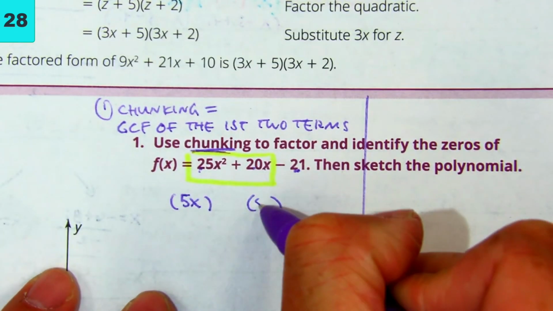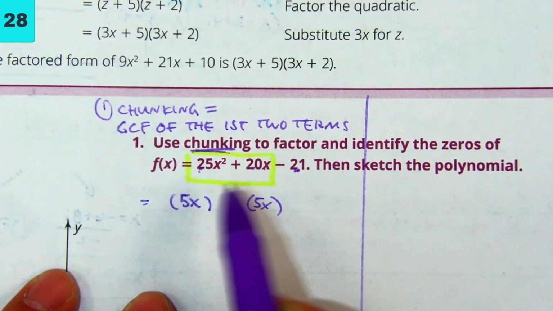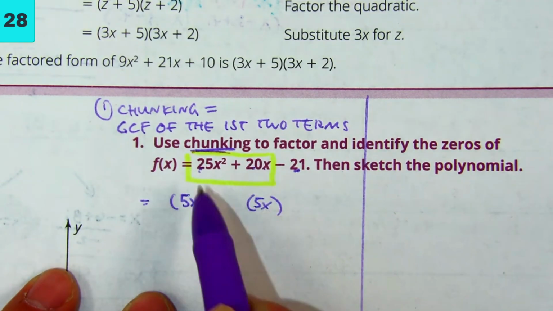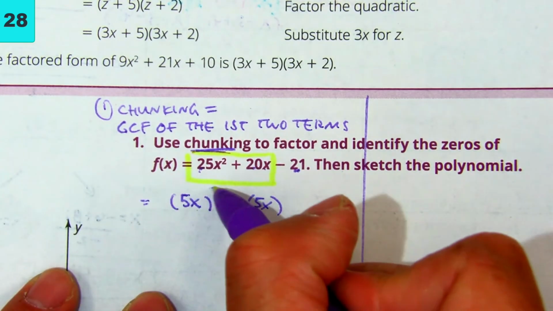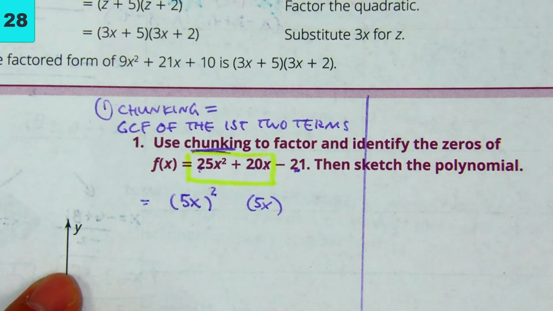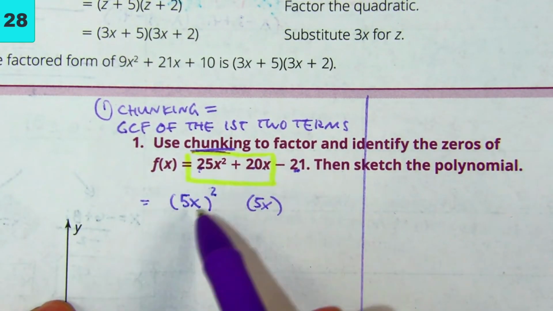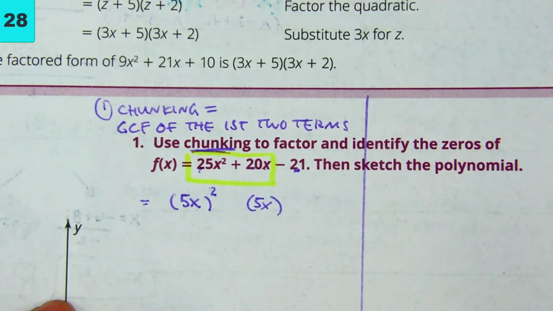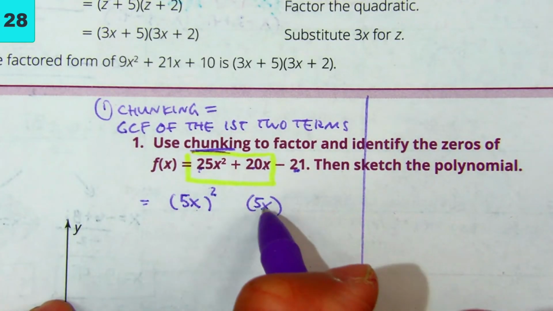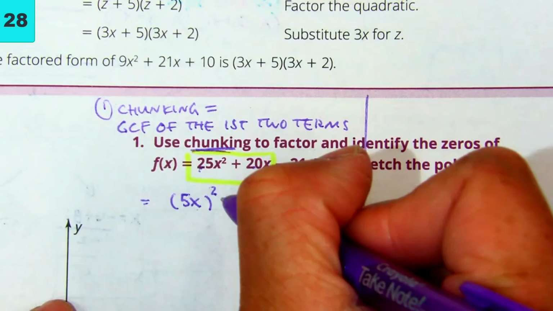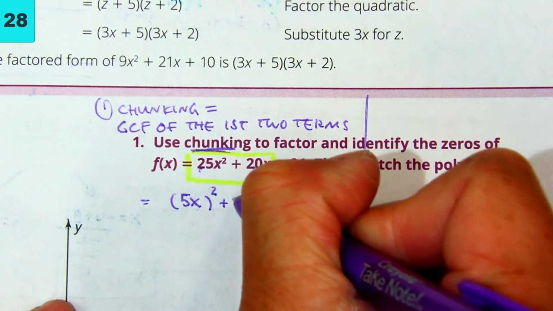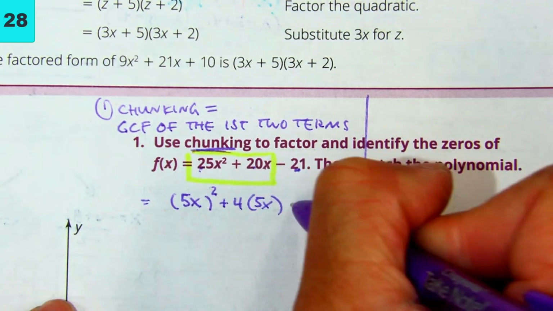Okay, watch what I'm going to do. I'm saying that this is equal to this. So 5x squared, because class, what's 5x times 5x? 25x squared. Something times 5x equals 20x. What is that? 4. And I'm going to put down this minus 21.